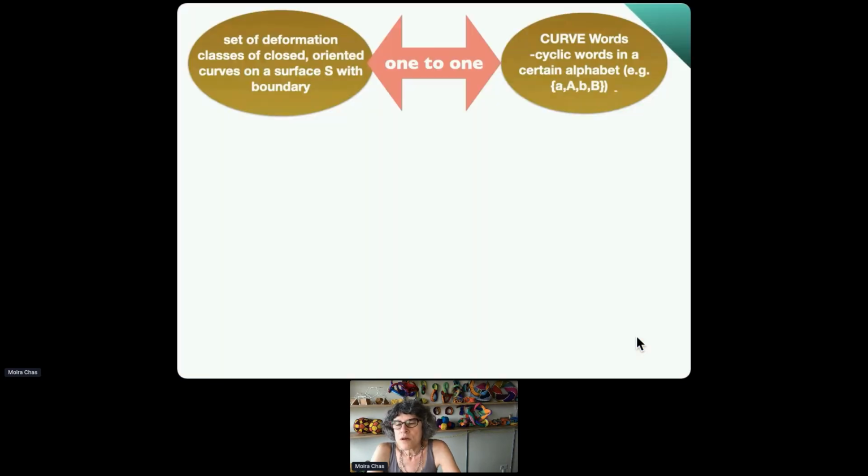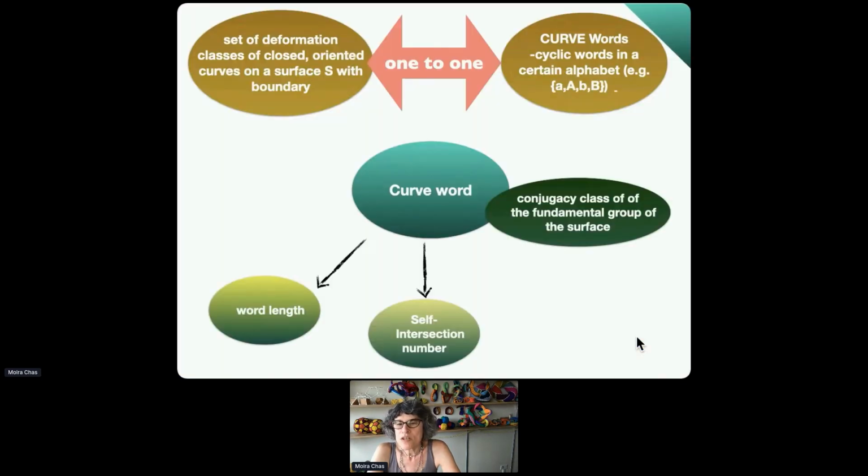So given a curved word, we have the word length. This is the number of letters the word associated to this class has, and then the self-intersection number. And one thing one can do is study the relations between these numbers.